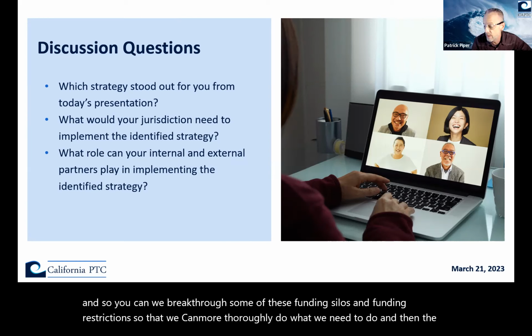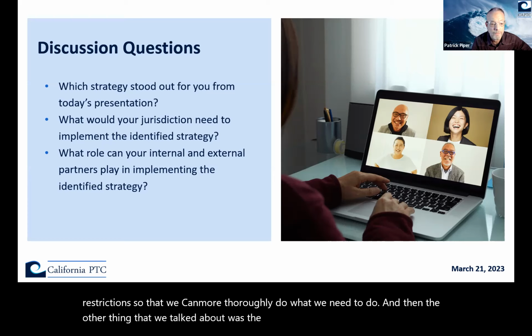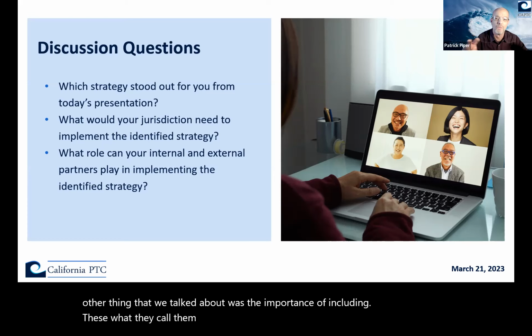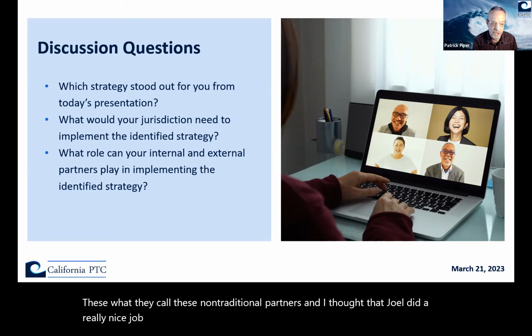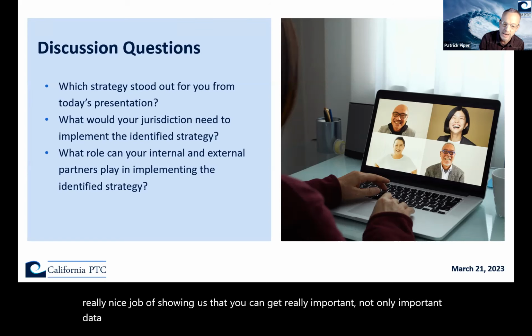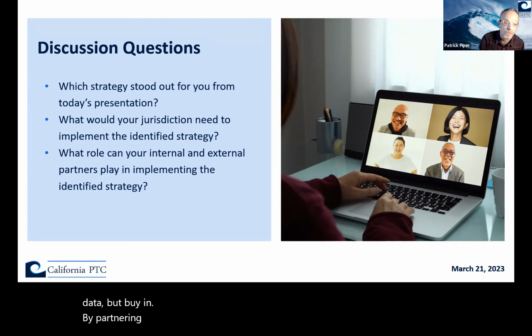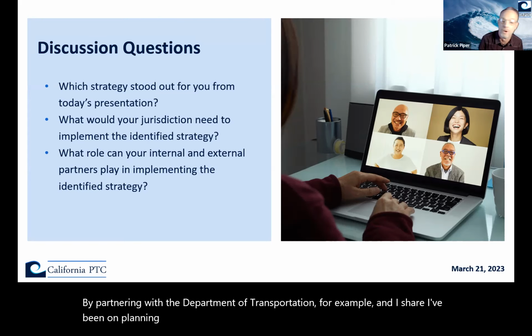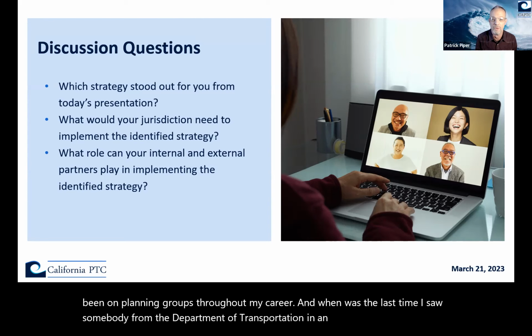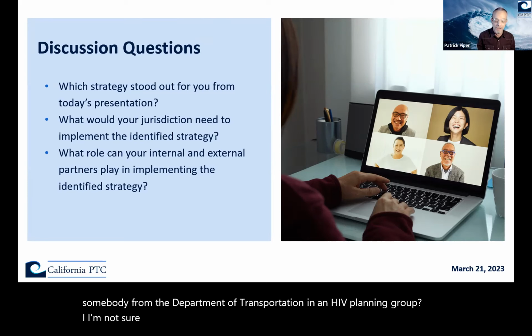And then the other thing that we talked about was the importance of including what they call non-traditional partners. And I thought that Joel did a really nice job of showing us that you can get not only important data, but buy-in by partnering with the Department of Transportation, for example. And I've been on planning groups throughout my career. And when was the last time I saw somebody from the Department of Transportation in an HIV planning group? I'm not sure that I ever have. I know that we've had the Department of Education there from time to time.